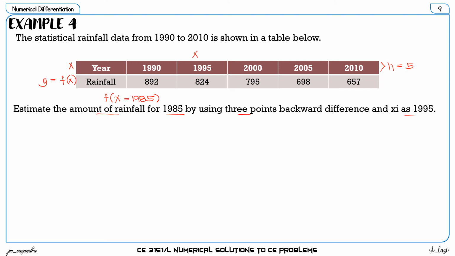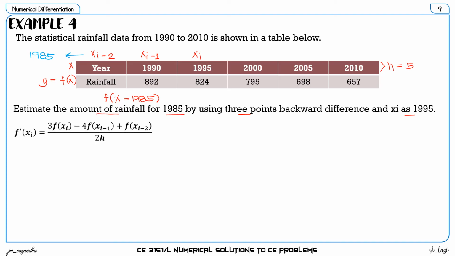So xi is 1995. Backward difference, so before it is xi minus 1. Three points backward means we will need 3 points, but we only have xi minus 1, so we'll need a value of xi minus 2. In this case, xi minus 2 is equal to the year 1985. So for the 3-point backward difference, the equation we are going to use is this equation.